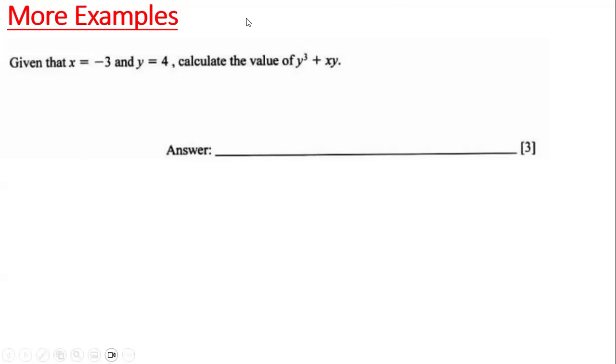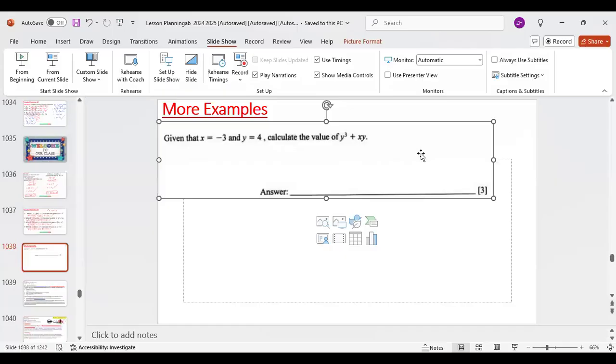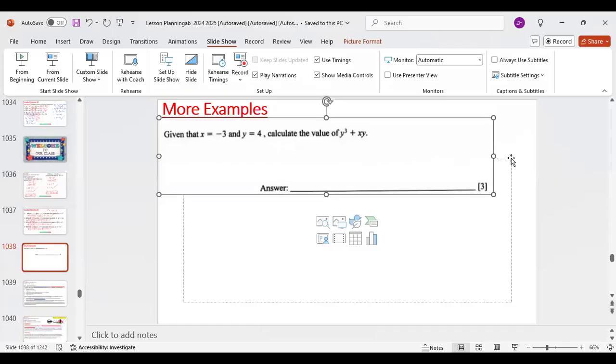Again, given that x is equal to -3 and y is equal to 4, calculate the value of y cubed plus x times y. All right, and that's how we're gonna do it. So, y cubed plus x times y.